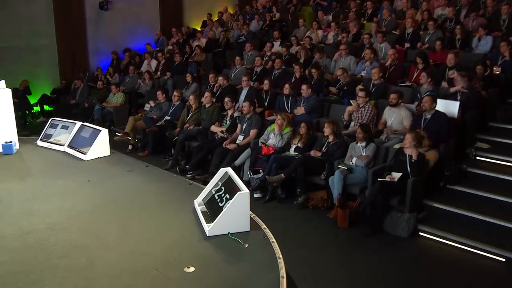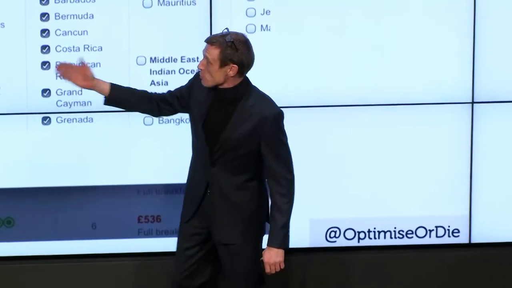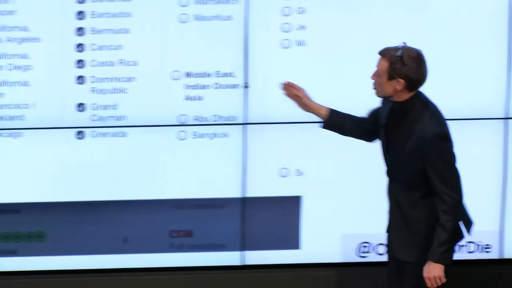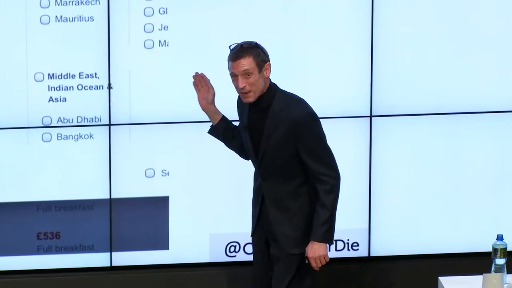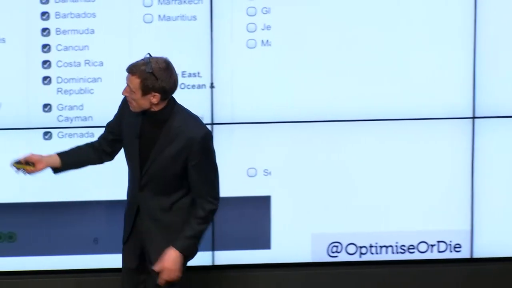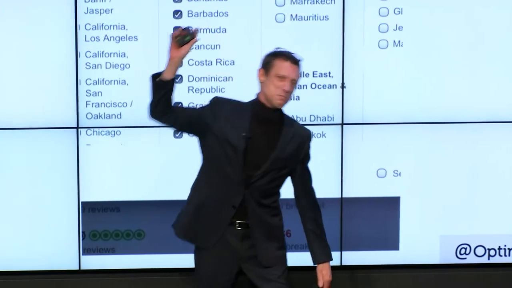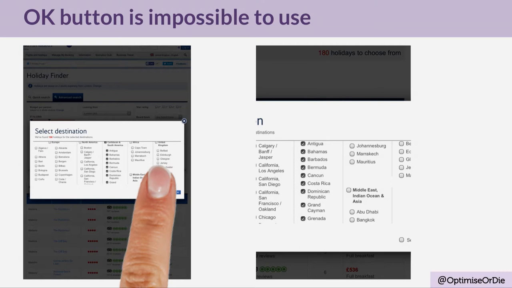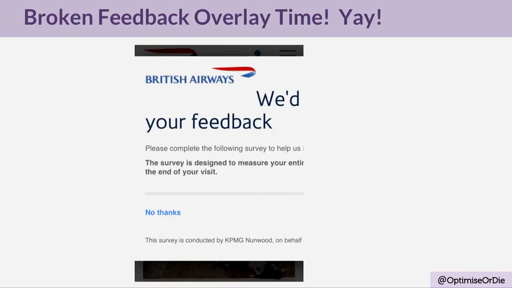But even if I do get to tick these, right, how do I press the OK button? Because I can't scroll right to the OK button. So the only way I can click the OK button after doing that is to get the massive meat puppet out again, right, and whap it on the screen. This is just ridiculous, right? Gets even better.